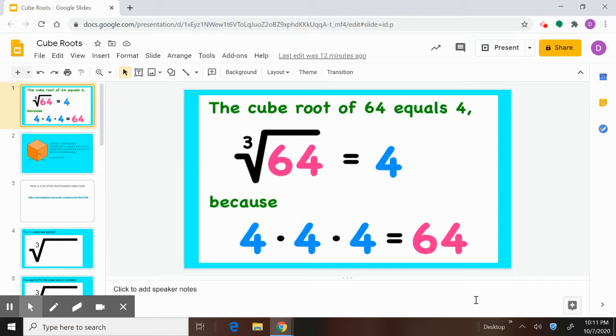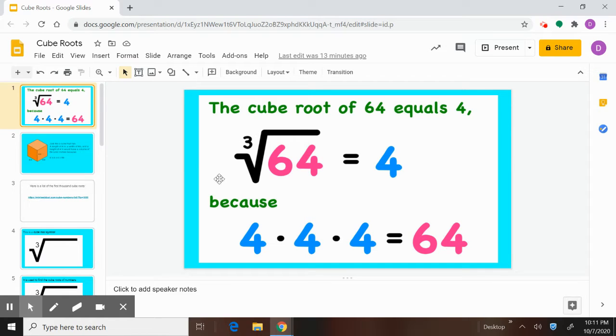Hello class, this is my video explaining cube roots to you the easy way. You can see on the screen a little clue as to what it is. It says the cube root of 64 equals 4. This symbol here means cube root. It looks like a square root radical symbol, but there's a 3 outside. The cube root of 64 equals 4 because 4 times 4 times 4 equals 64. It takes 3 fours multiplied to give you 64. That's why the cube root of 64 equals 4.